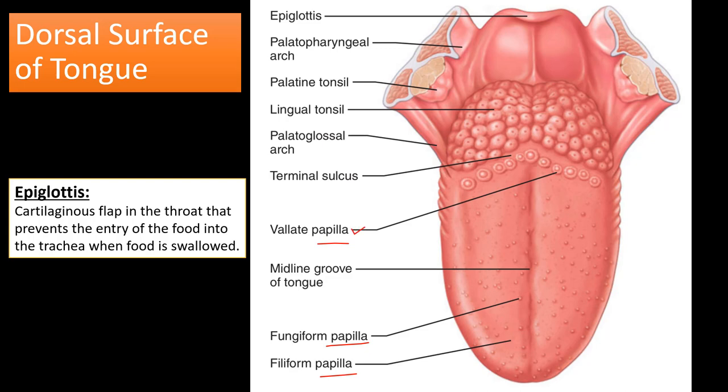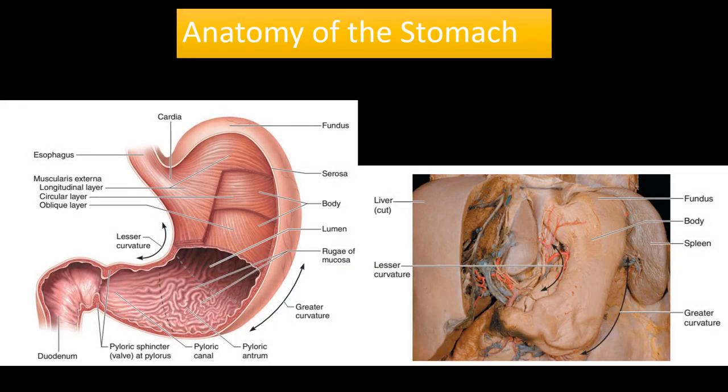Now there is another very important structure, the epiglottis, this particular structure here. The epiglottis is cartilaginous in nature, and it prevents the entry of food into the trachea or the windpipe when we are swallowing the food. Basically it is going to close the windpipe when we swallow the food. Now the next organ is going to be the stomach.